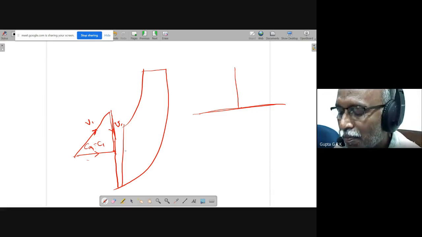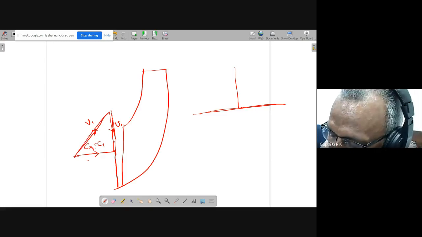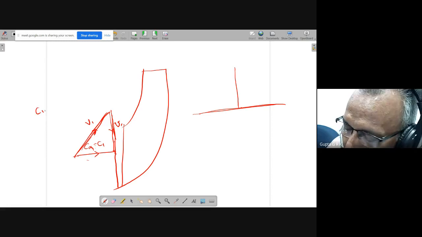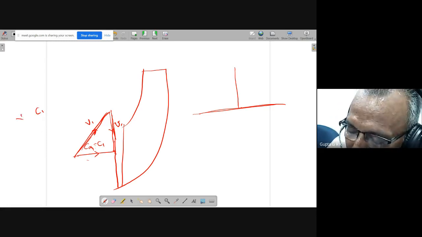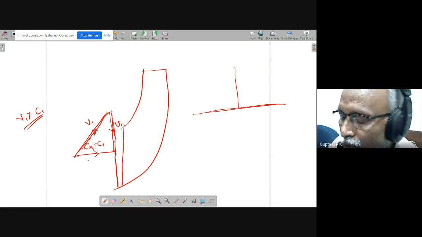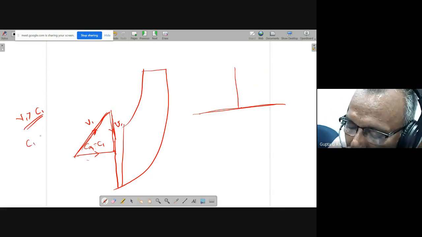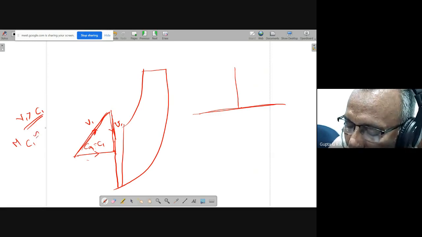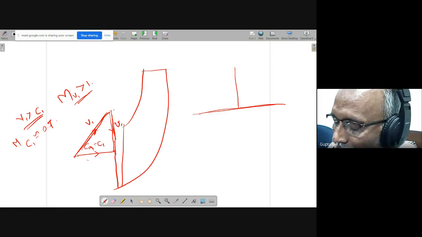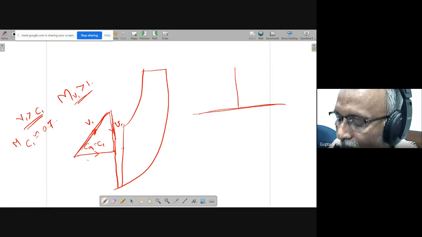CT1 is not there. And here what happens is that, though C1 is small, V1 is far greater than C1 because of U1. So sometimes the Mach number of C1 may be some 0.7 or something, but the Mach number with respect to V1 may become more than 1, and it may create a shock at the entry of the impeller.